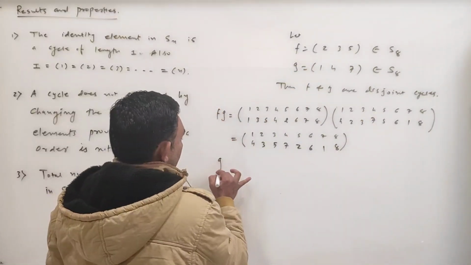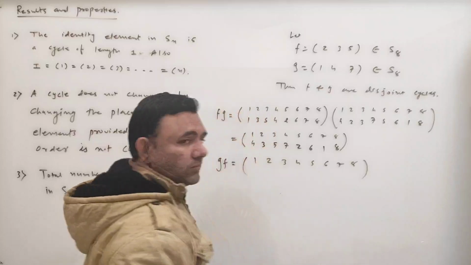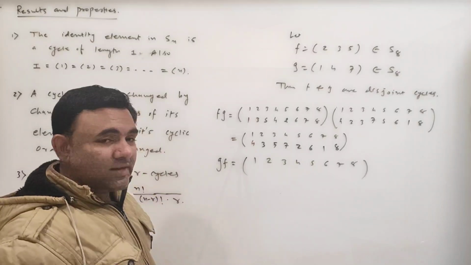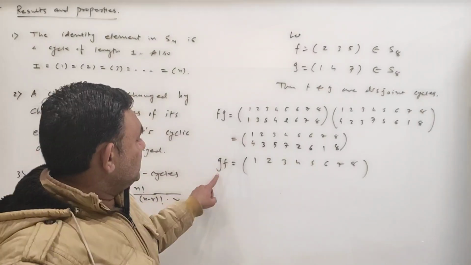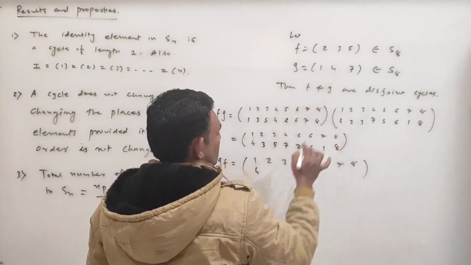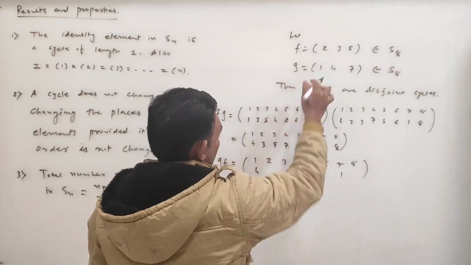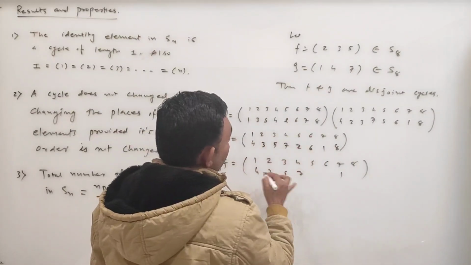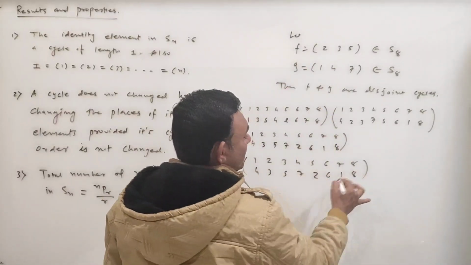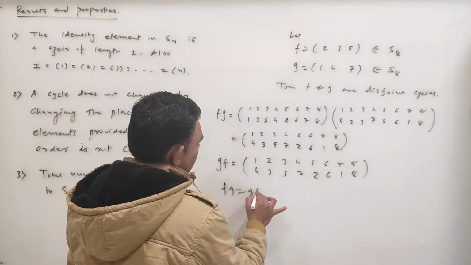So if you find GF, right, then it is 1 2 3 4 5 6 7 8, and let us, without writing these two expressions, find GF. So in GF, what will be there? In G, which are permuting? 1 4 7, 1 goes to 4, 4 goes to 7 and 7 goes to 1. And in F, 2 goes to 3, 3 goes to 5 and 5 goes to 2. 6 and 8 are not in F and G, so they will be invariant. But these two things are the same. So what do we have? FG is equal to GF.